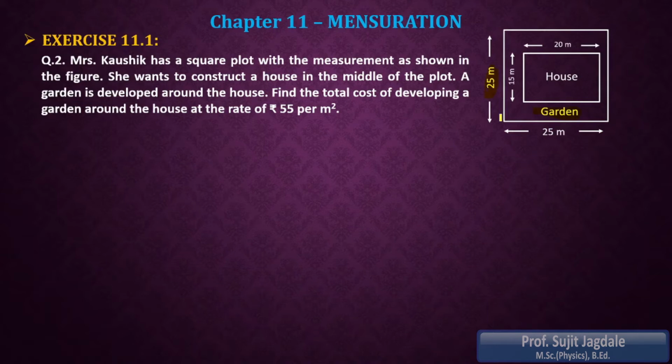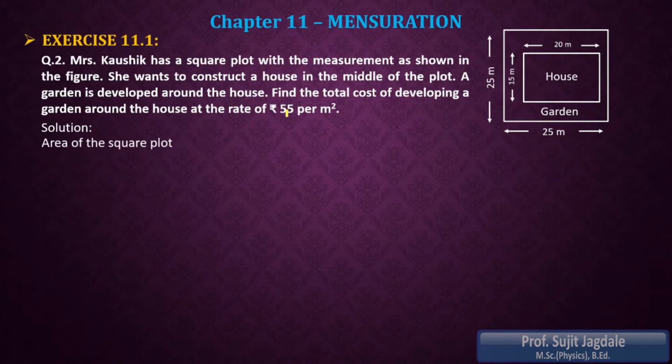Now we have to find the total cost of developing this particular garden around the house at the rate of rupees 55 per meter square. So to develop the garden, the cost is rupees 55 for 1 meter square area. In order to find the total cost to develop the garden, first of all we should find the area of the garden.